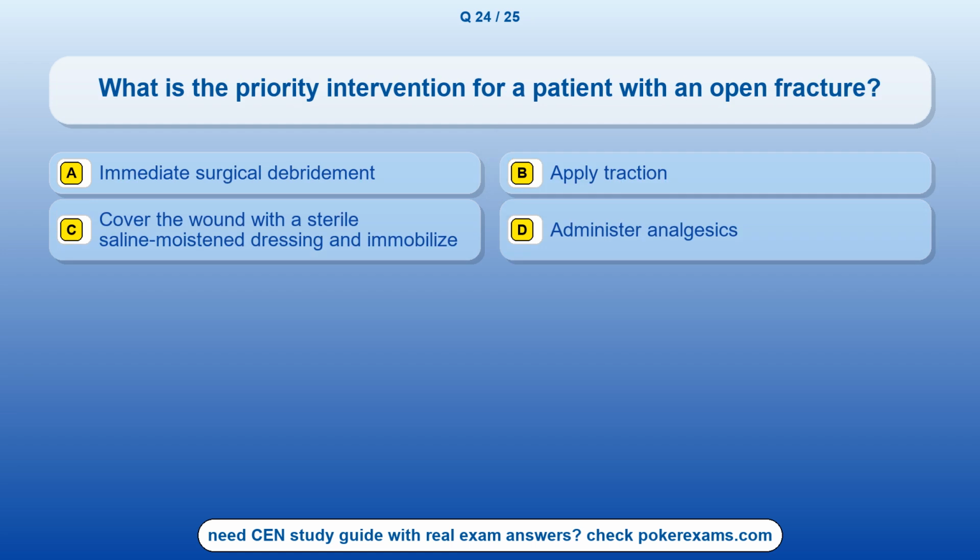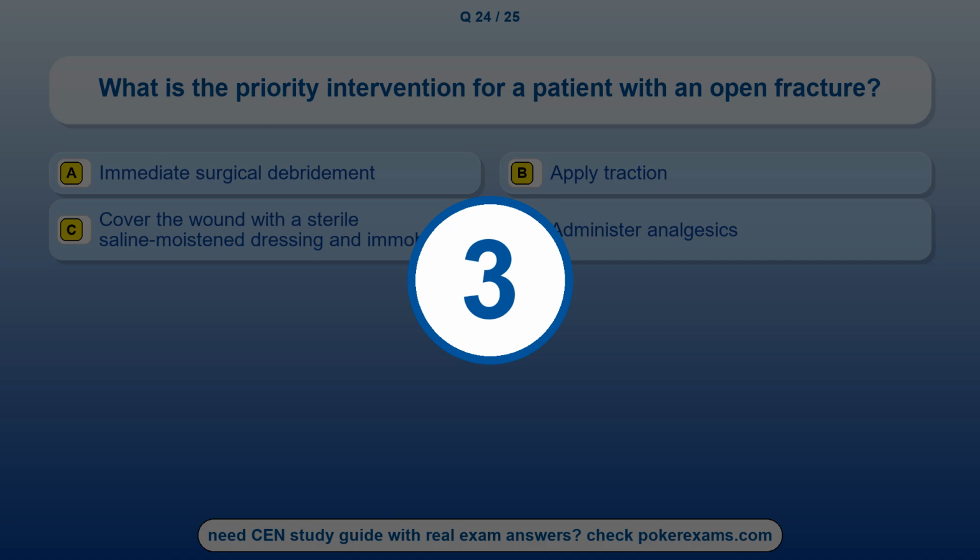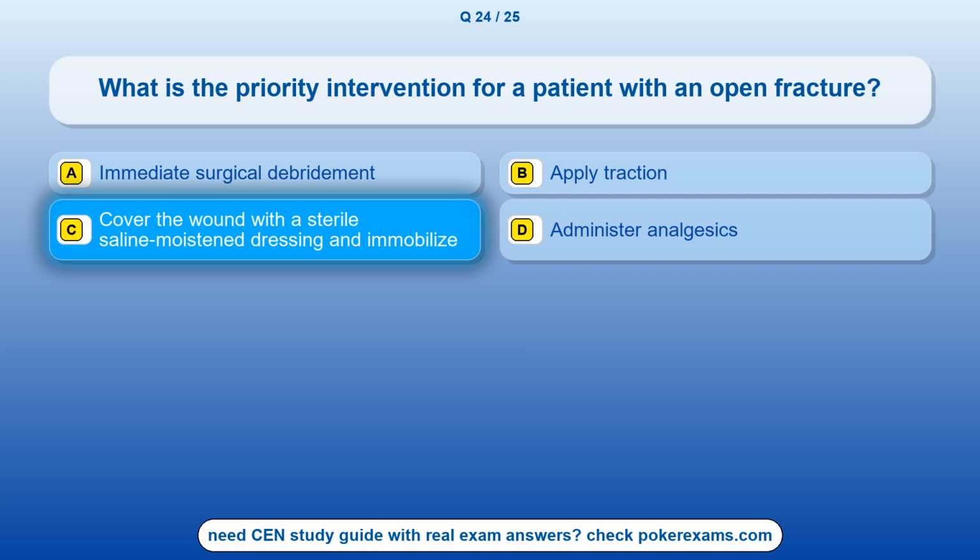Question 24. What is the priority intervention for a patient with an open fracture? Option A. Immediate surgical debridement. Option B. Apply traction. Option C. Cover the wound with a sterile saline-moistened dressing and immobilize. Option D. Administer analgesics. The correct answer is option C. Cover the wound with a sterile saline-moistened dressing and immobilize.